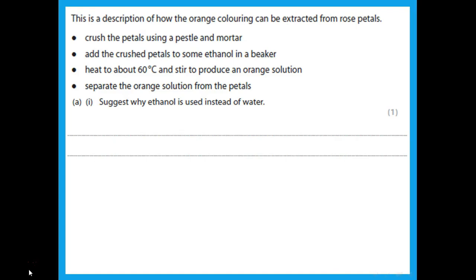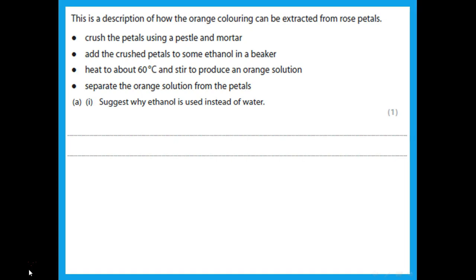Okay, this is a description of how the orange coloring can be extracted from rose petals. Rose petals, that means petals of flowers, and we're trying to get a color out of them. So he says crush the petals using a pestle and mortar. Add the crushed petals to some ethanol in a beaker. So he's trying to dissolve the color in ethanol. Heat to about 60 degrees centigrade and stir to produce an orange solution. Separate the orange solution from the petals.